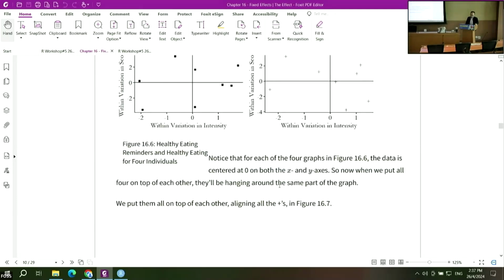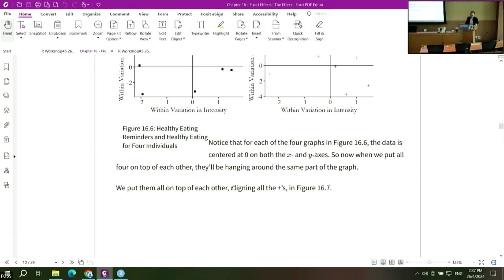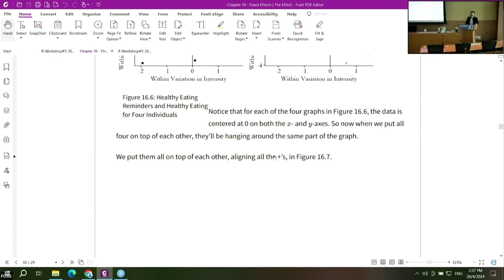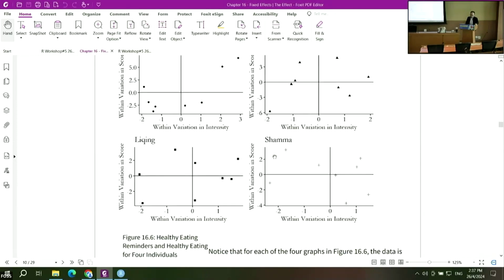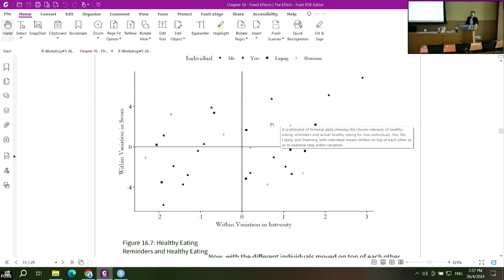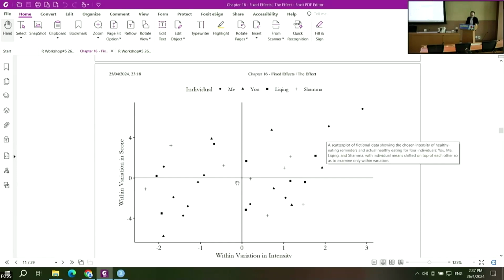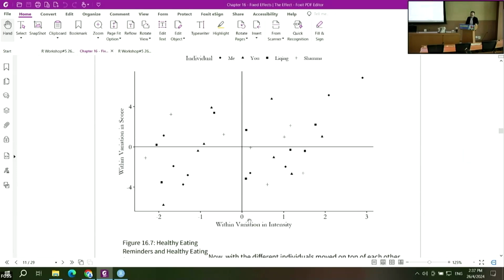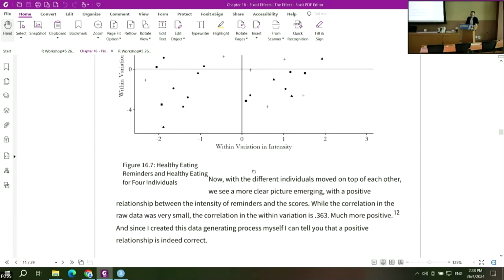They're hanging around the same part of the graph. We put them on top of each other, and this is where they are. This exhibits the within variation in intensity and the within variation in scores. With the different individuals moving on top of each other, we see a clearer picture emerging, with a positive relationship between the intensity of reminders and the score.